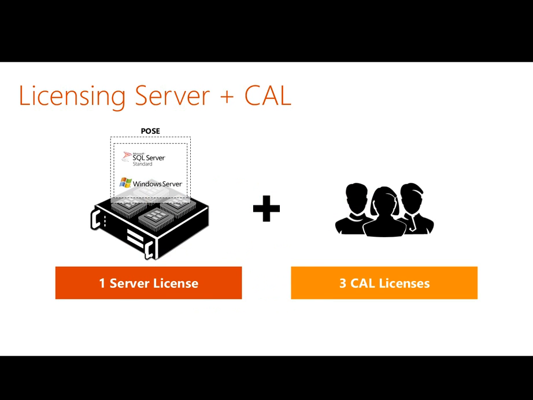So let's do an example. You have a physical server with 4 processors and 6 cores each. Again, we don't count the number of processors, we don't count the number of cores. Since it's just one physical server, that's one license. Then we count the number of users. In this case, you have 3 users, then you need to buy 3 client access licenses. So again, 1:1.